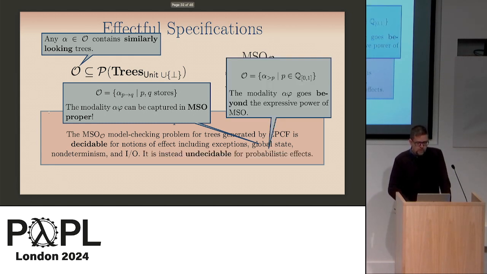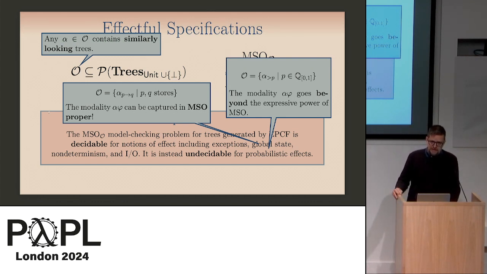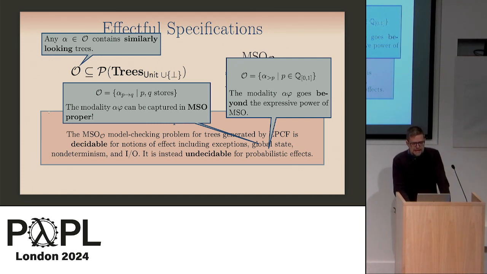While, for example, if you consider probabilistic effects, the underlying set of specifications is pretty different. It's different in nature. It is quantitative in nature, and it cannot be expressed by MSO proper. For a particular alpha greater than P, the modality we need here checks whether the probability of observing star from unit in the underlying effect tree is greater than P, which is not something you can do in MSO.